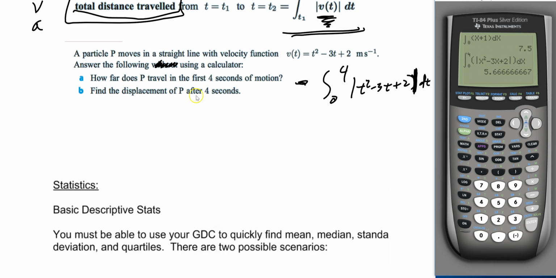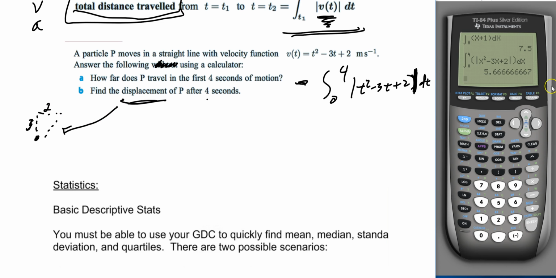So find the displacement. Now this one's different. Displacement just means how far you have moved. Like if you started here, we went up 3, and then we went right 2 to here. Displacement is this part, how far you are from the start. While total distance traveled is 3 plus 2.